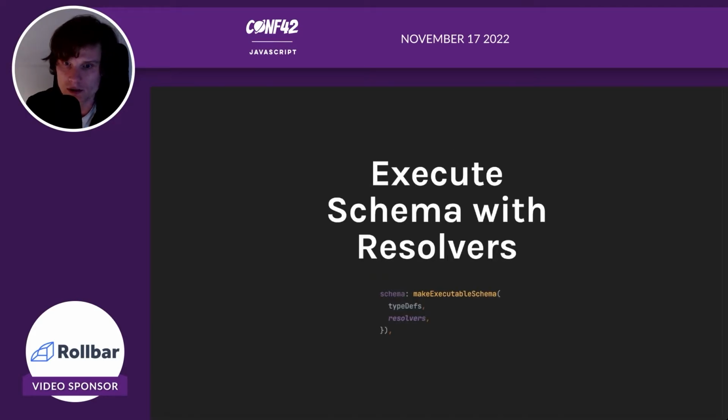So, execute schema with resolvers. Actually, that is what I told before, that makes it possible for us to communicate with GraphQL from the client side, and to use queries and mutations on the client side. And we are using this GraphQL schema, mutations or queries, on the client side.